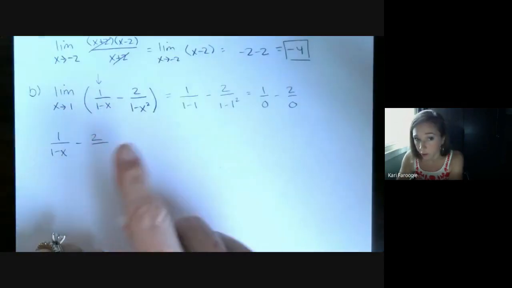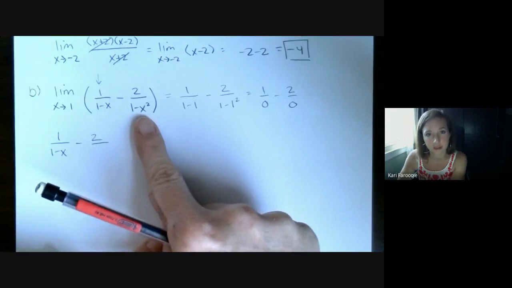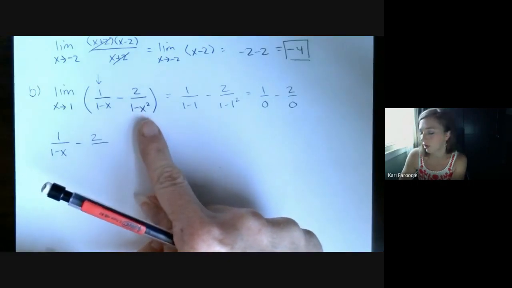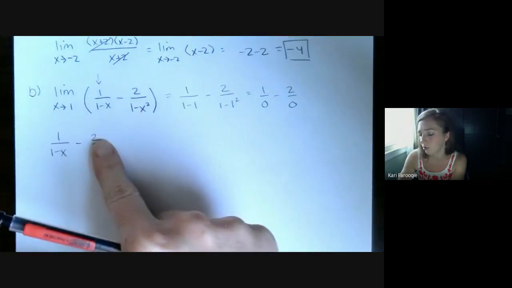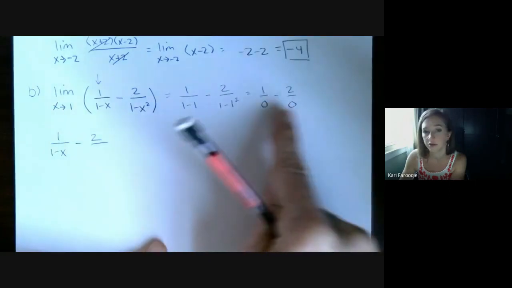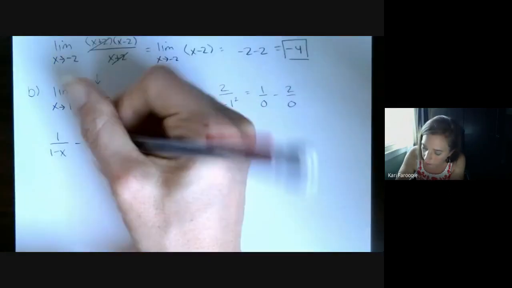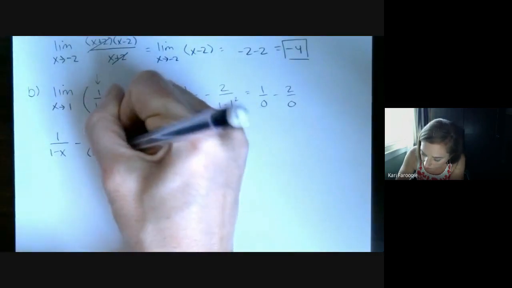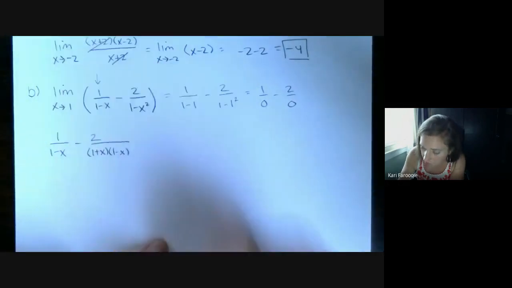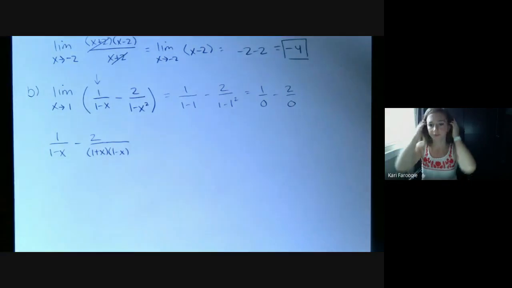Now, if I were you, I would rewrite this, because this is also a difference of two squares. And we're going to need to combine these into one fraction so I can get rid of this situation where I'm subtracting off these two DNEs. So I'm going to rewrite this as 1 plus x times 1 minus x in the denominator. Are there questions here?